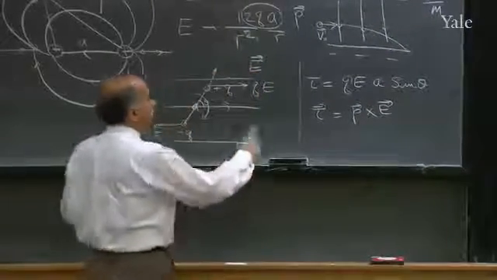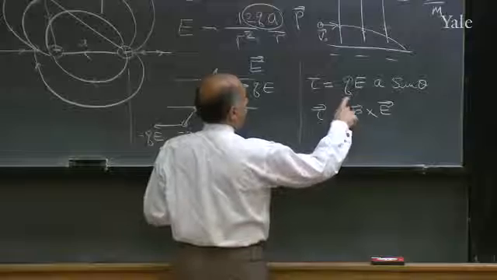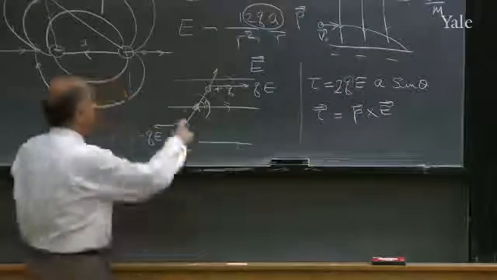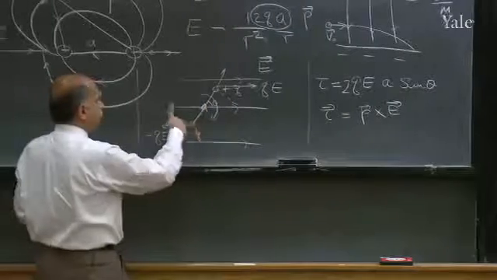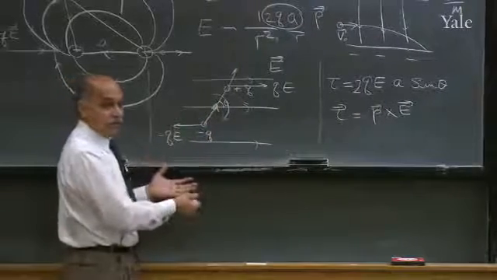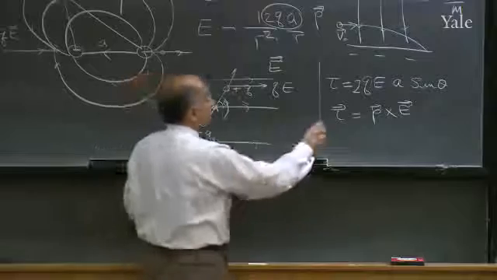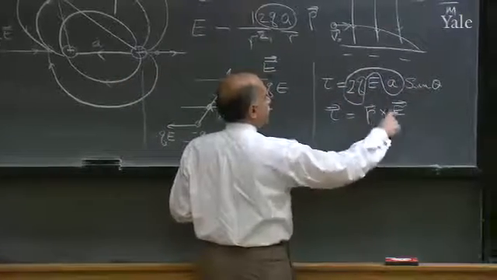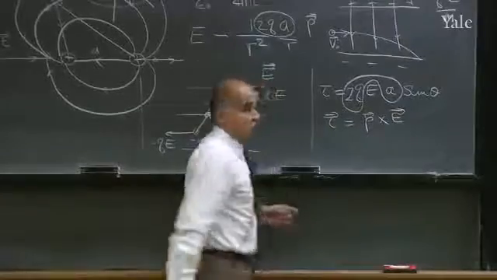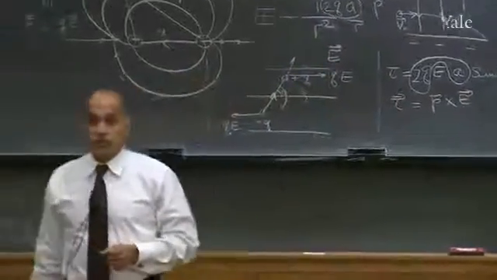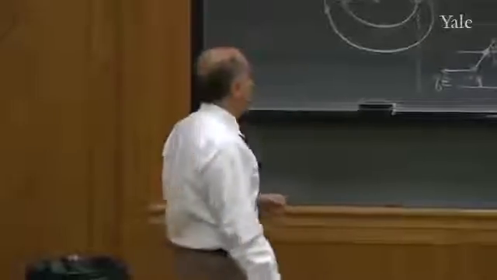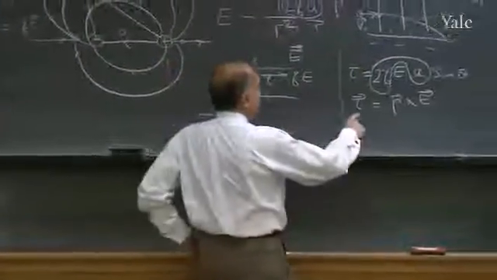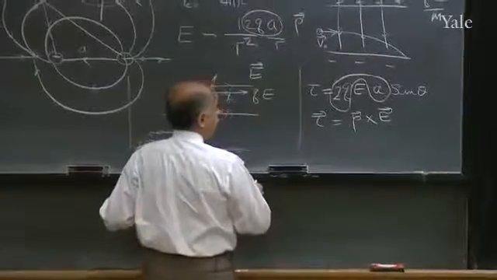I'm sorry, I need a 2 here. I forgot the 2, because this charge will have a torque and that charge will have a torque, and the two torques are additive. They're both going the same way. Then 2q times A is P, and this is E, and the sine theta comes from the cross product. I'm assuming all of you know about the cross product.